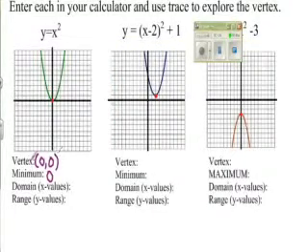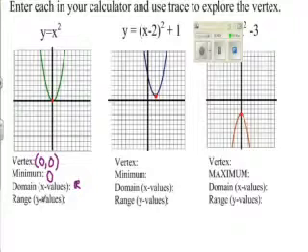Here I've begun to record some of the information. The vertex is at 0, 0. The minimum for the function is 0 because y will never get less than 0. The domain are the x values that we could graph for this function, and any x could be plugged in here and get a sensible y out of it. So we would say all reals, or we could just write capital R. Everybody knows that means all real numbers.